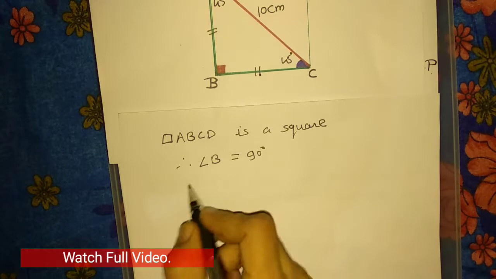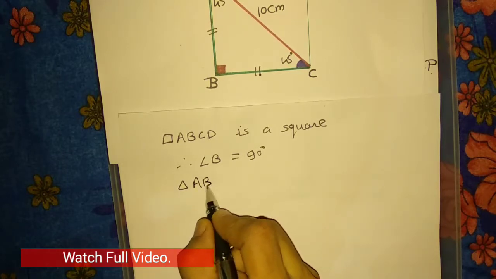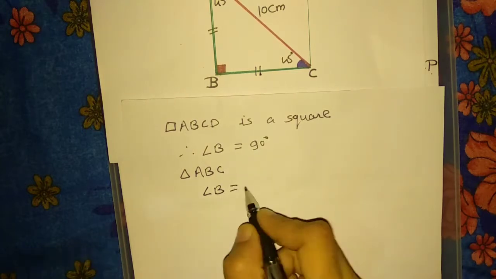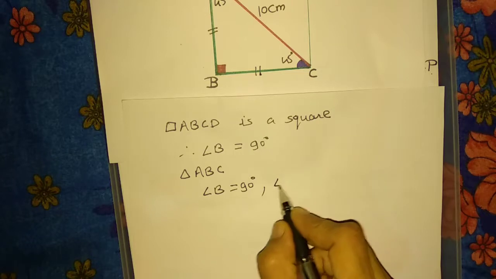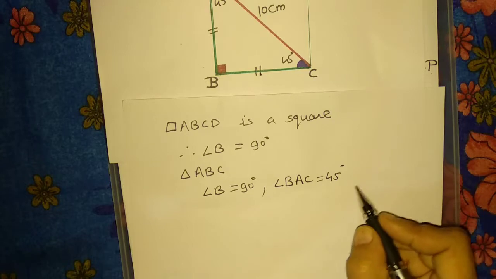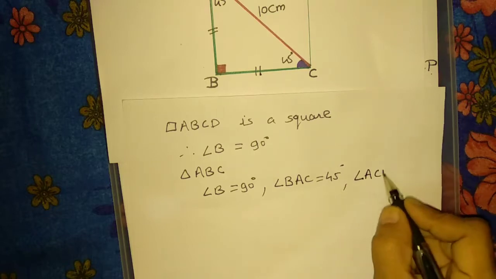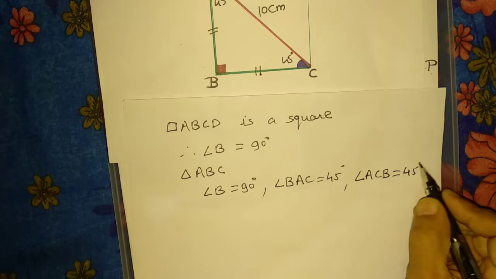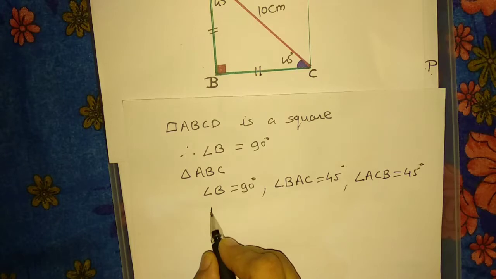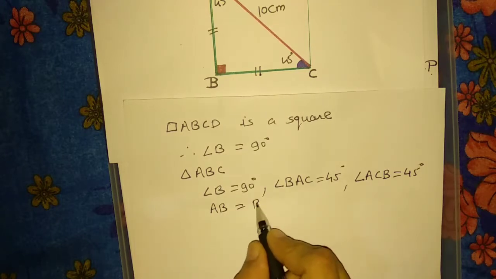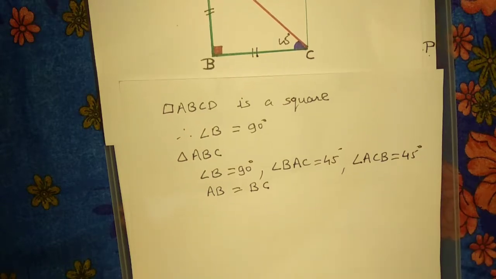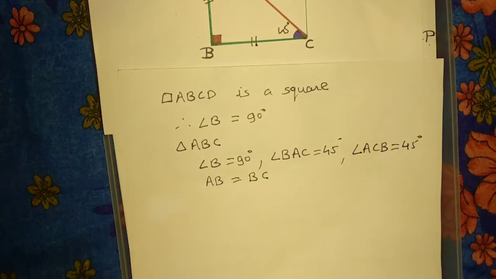Therefore, we will write in triangle ABC, angle B is equal to 90 degree, angle BAC is equal to 45 degree, and angle ACB is also 45 degree, as AB is equal to BC. We will use property of 45, 45, 90 degree here.